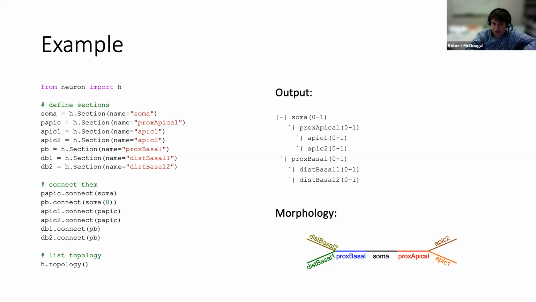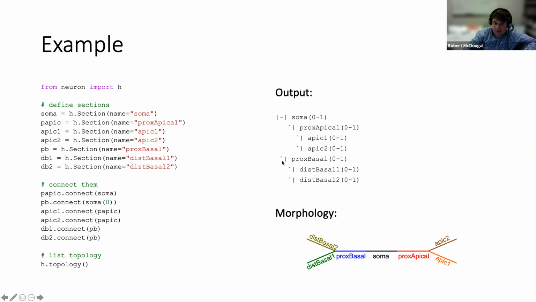And in fact, if you're using continuous create, it'll create this structure for you automatically. Even if you use the graphical tools to create this, you can use h.topology, and it'll print out this structured representation. What I see here is that I have the soma, and where the soma ends is where the proximal apical begins. Where the proximal apical ends is where apic 1 begins. Apic 2 is not further indented, so it begins at the same point.